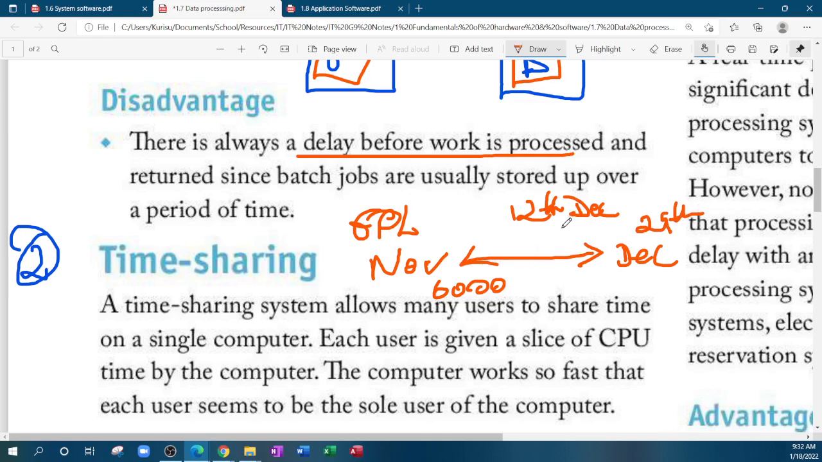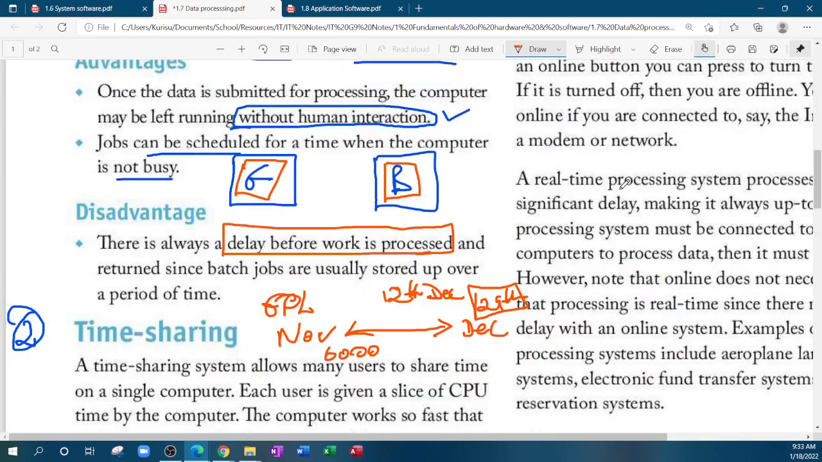On the 12th of December, they might not know how much electricity you would have used so far, because the system is only gonna start at this specific time over here. So there's a delay before work gets started, and you would not know anything about the data until the processing starts. So that there is the disadvantage of batch processing. You basically have to wait until that period of time in order for you to see the data.